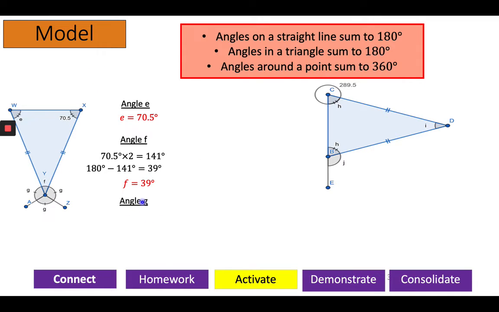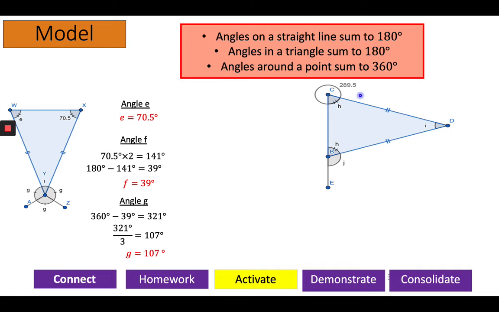For angle G, it is surrounded by a point and broken up into three equal angles. So we first have to subtract our angle F from 360 degrees and we get 321. Then we divide 321 by 3 and we get 107. So our angle G equals 107 degrees.